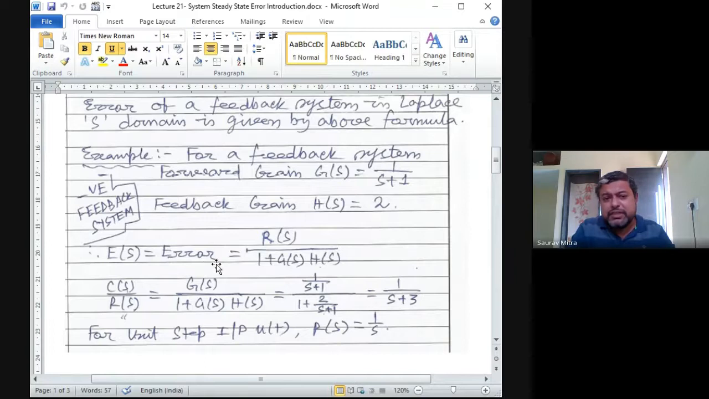If I'm giving you this, C(s) by R(s) becomes G(s) by 1 plus G(s)H(s). This is called the closed loop transfer function. And G(s)H(s) is called the open loop transfer function. So E(s), the error, is R(s) divided by 1 plus G(s)H(s). This is a formula. And C(s) by R(s) is G(s) divided by 1 plus G(s)H(s), that is 1 by s plus 3. So G(s) is 1 by s plus 1, but the closed loop transfer function becomes 1 by s plus 3. Is it understandable, Vinay, so far? Yes, sir. Any doubt in this? What is open loop? What is closed loop? Then the input is 1 by s.